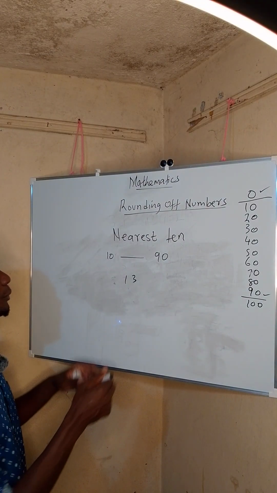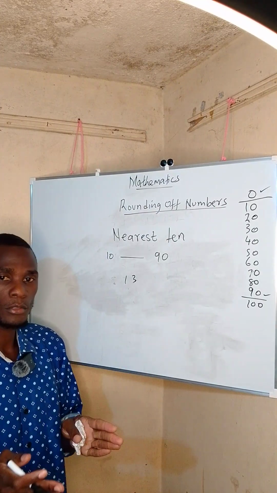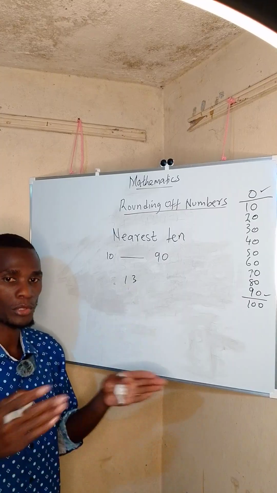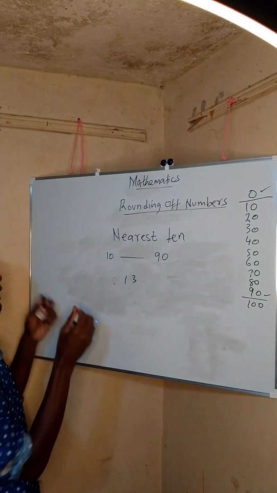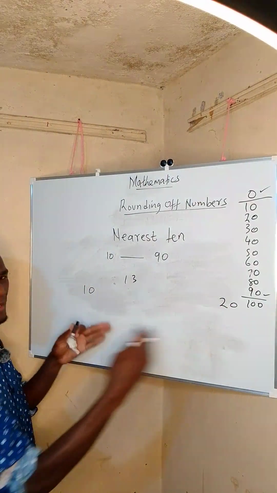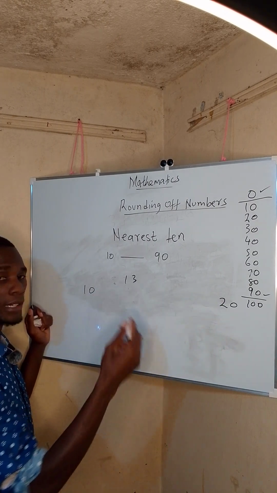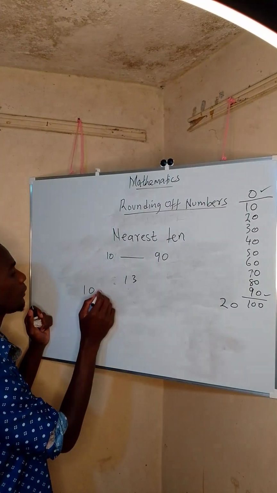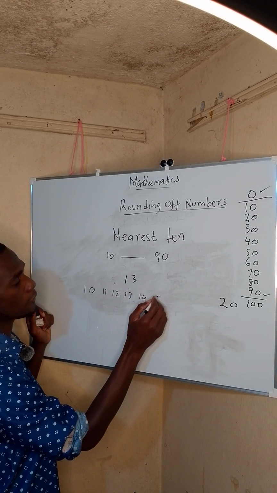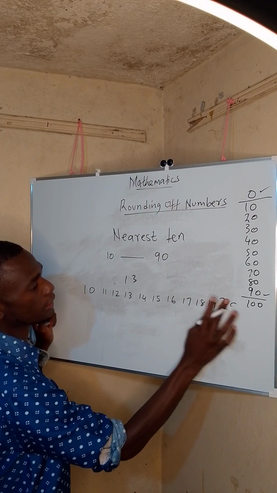So the first thing, identify which two tens this number 13 falls between. Those tens are 10 and 20. So this number 13 falls between these two numbers. So you can just write from 10 to 20, then you find out where this number 13 is. So let's have 11, 12, 13, 14, 15, 16, 17, 18, 19, and 20.